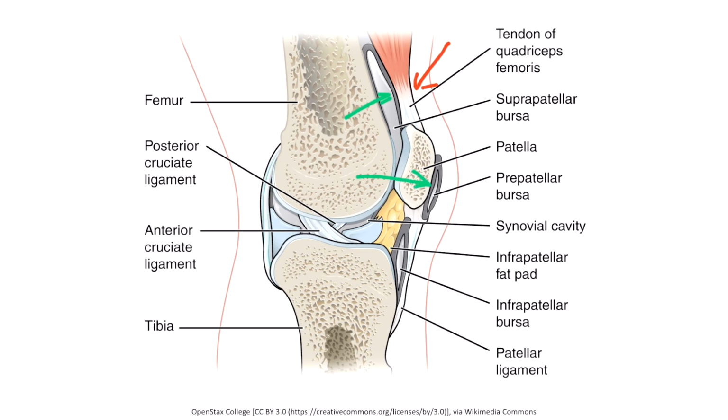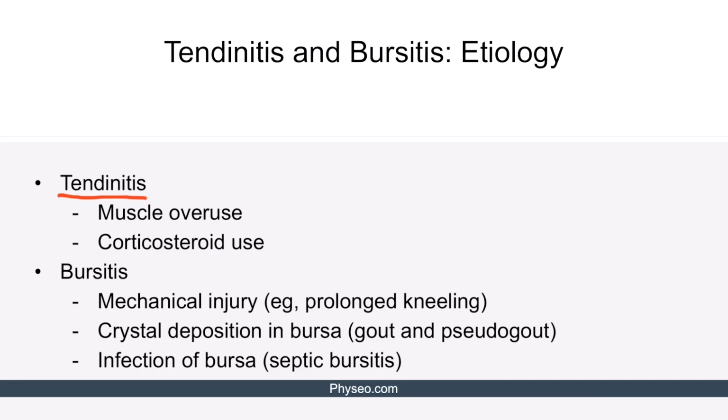Bursa, on the other hand, is a sac-like structure filled with synovial fluid that cushions the areas where bone is close to the skin. This is how the bursa decreases friction and preserves bones and tendons. Tendinitis is most commonly caused by muscle overuse with repetitive movements. Corticosteroid use may also cause tendinitis or tendon rupture. This is because corticosteroids inhibit collagen synthesis and weaken the tendons.